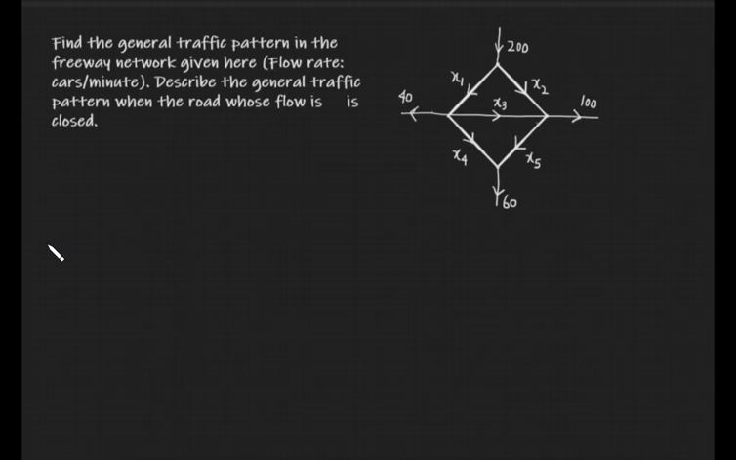Here we try to find the general traffic pattern in the freeway network which is given here, and we consider the flow rate as the number of cars per minute. We need to describe the general traffic pattern when the road whose traffic flow is x4 is closed. It means that if this traffic flow x4 is closed, the value of x4 is 0, then what would be the general traffic flow pattern? So let's start.